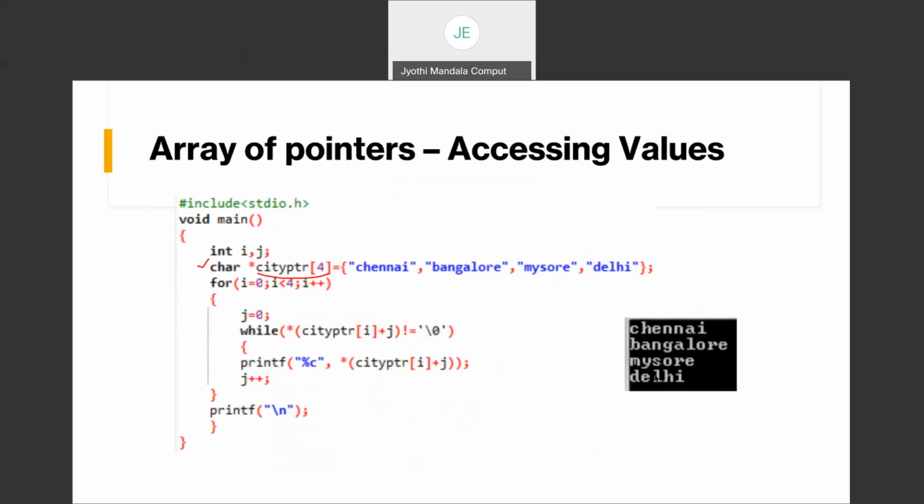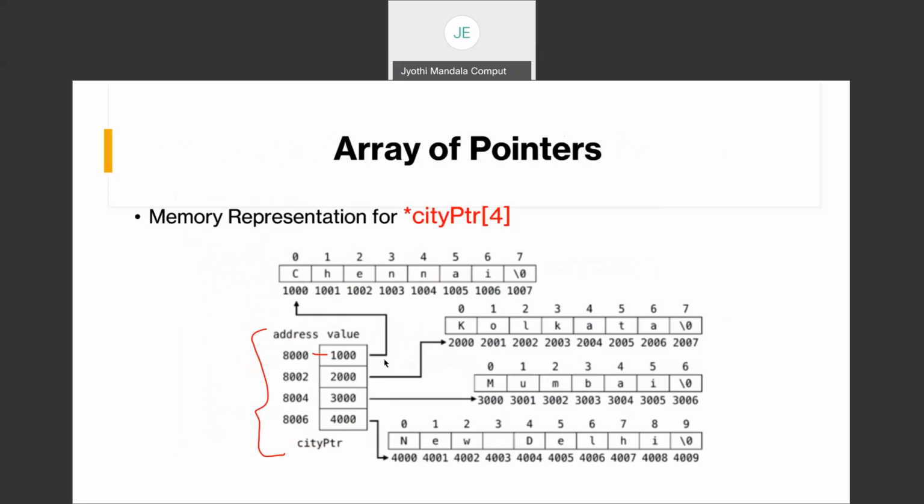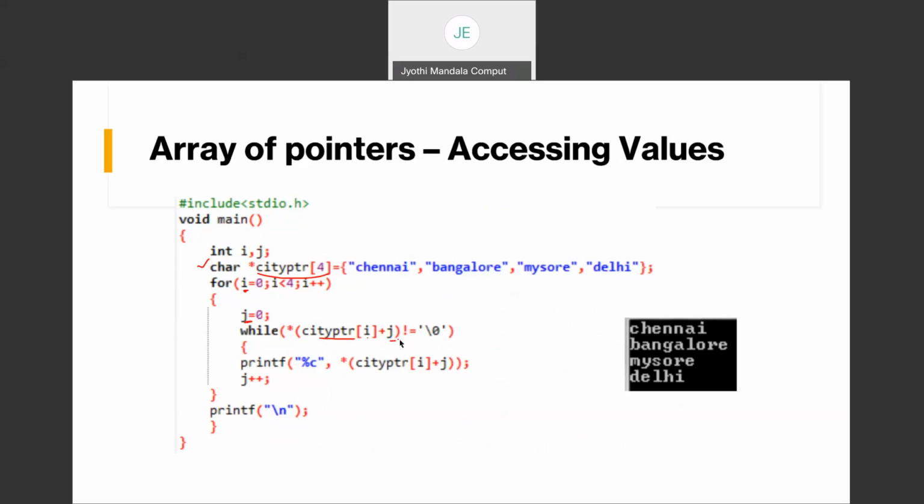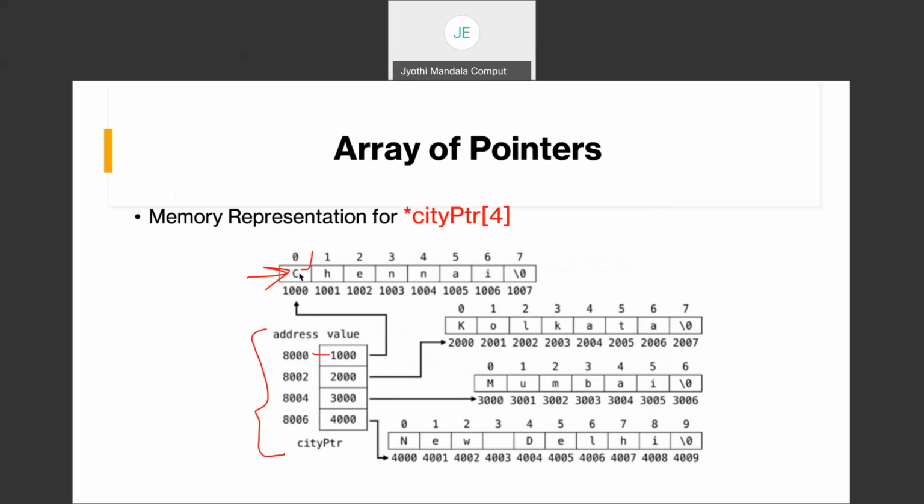Now I want to display these values. How can we display the values? Follow carefully, all of you. For the first, I value will be 0. J value will be 0. Come here, city PTR of I plus j. We already learned in the last class how two-dimensional arrays can be accessed. Do you remember that one? City PTR of I plus j refers to the particular row. That means I equal to 0 is nothing but this one. This is pointing to this one, and j is the particular value we are referring to, this one.